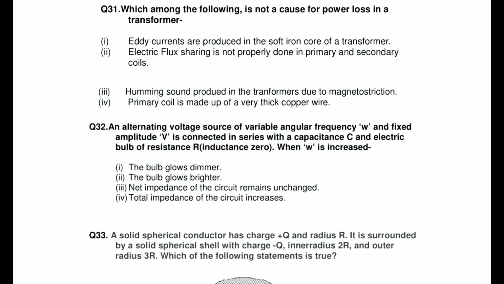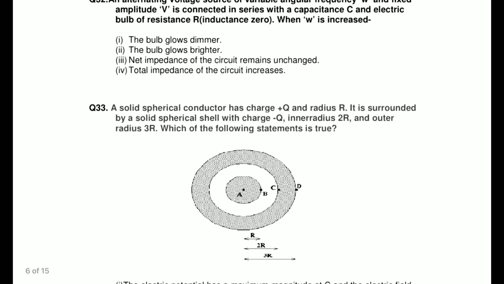Yes or no? So the answer to this question is actually this one. The primary coil is made up of very thick copper wire. Because of this arrangement, the power loss is less in the transformer, right? Okay, let's move to the next question.